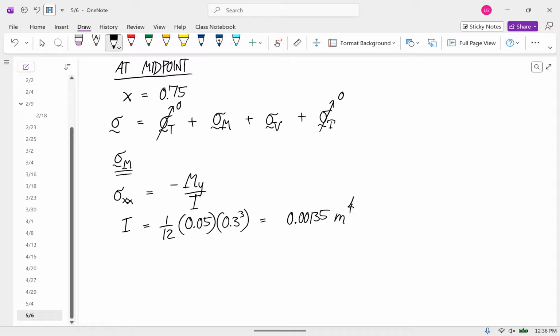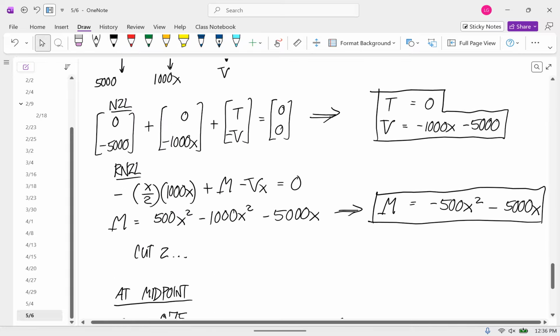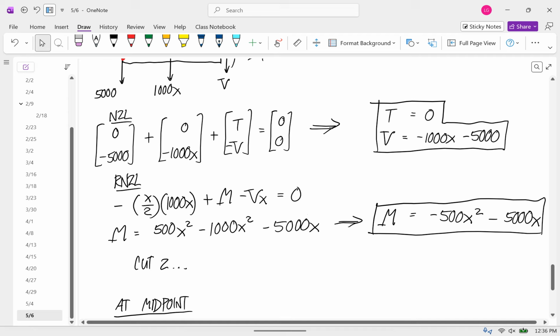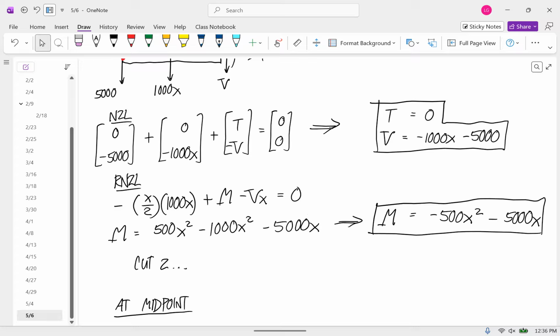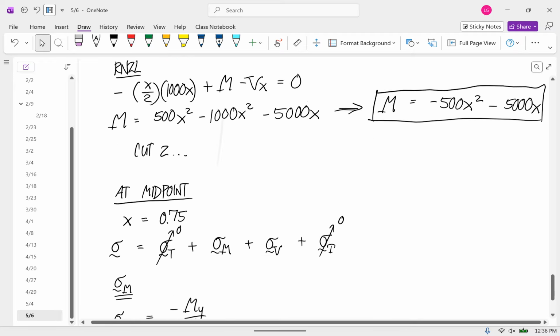Y is the height above the neutral axis of the line of interest, which means if the line of interest is below the neutral axis, it should be negative. This is above, and our Y is equal to positive 0.075. And then our M, we'll get that from our internal load calculation. We just have to plug in 0.75 to this. So negative 4031.3.